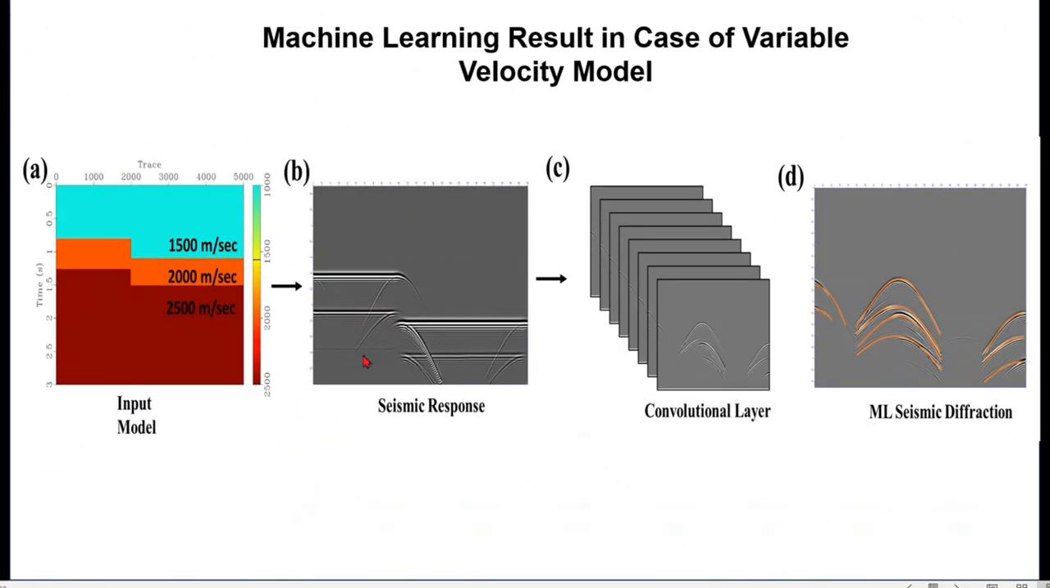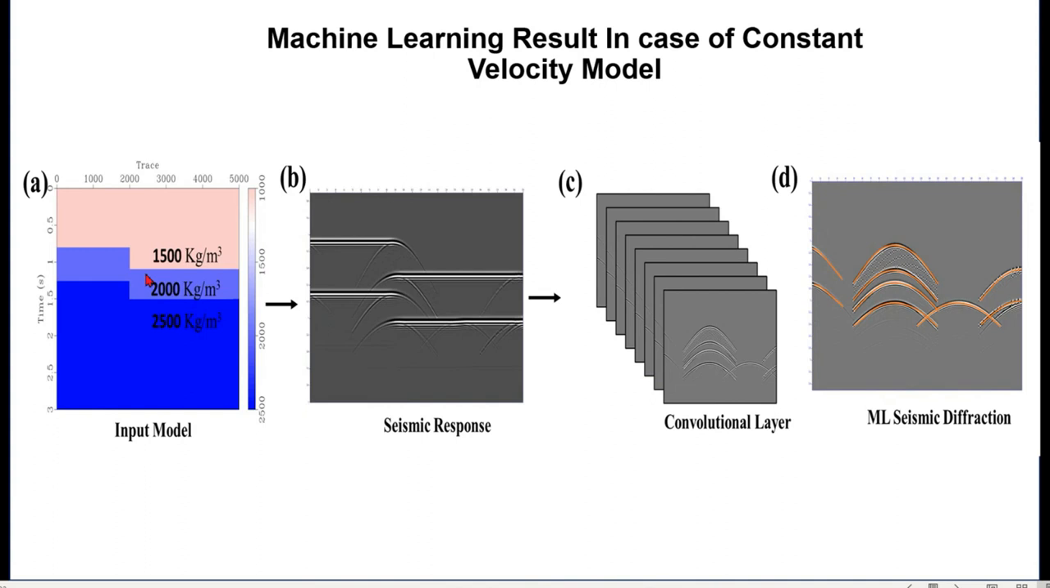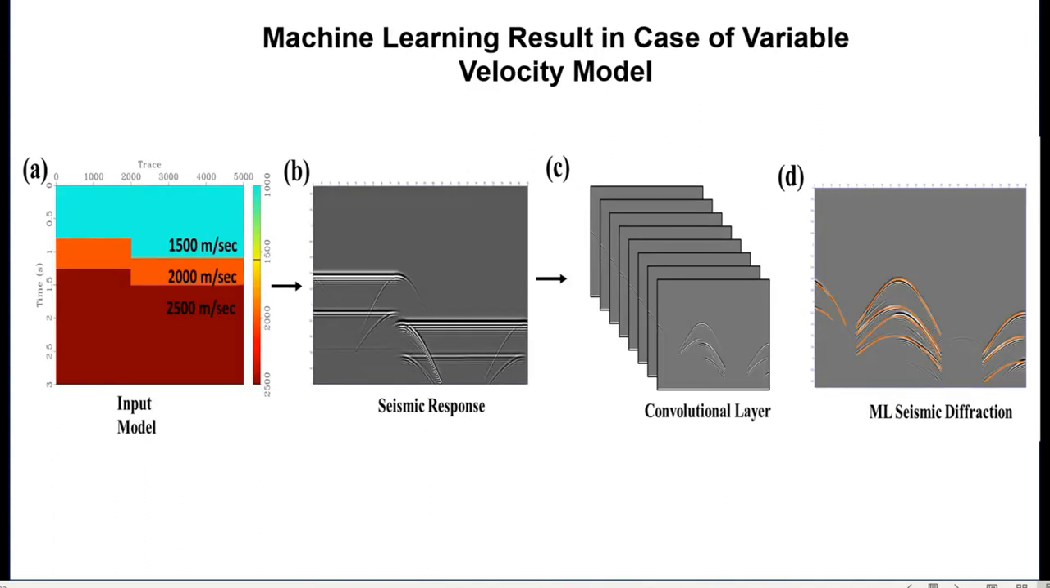The second model is a variable velocity model with constant density. When the velocity is changing, it obviously becomes more and more complex. You can see this is the same model as this one. This is the first model, this is the second model. But you can see the diffracted events are mixed up, like here and this one, where velocity is changed. Over here you can see the diffracted event. On the left side you can see the hyperbola, but the right side is mixed with this one.